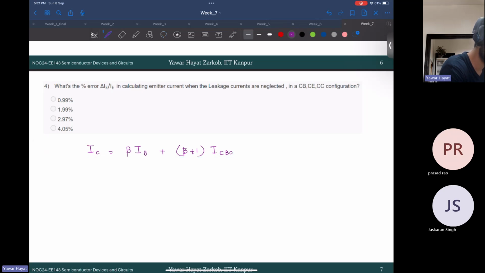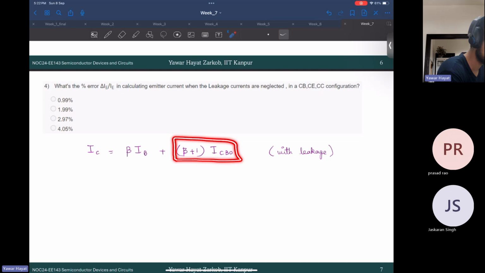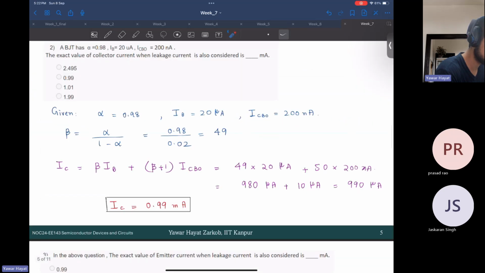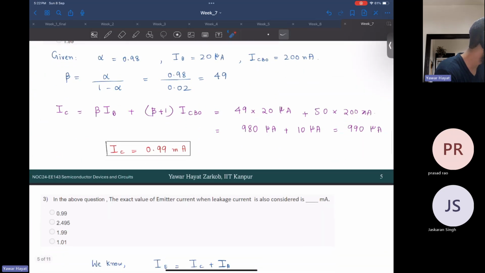Right, this is your collector current with leakage. And specifically this is the component that contributes to the leakage one. So this is without leakage component, right? Now you also know this one, right? You know that your IB is 20 milliamps.